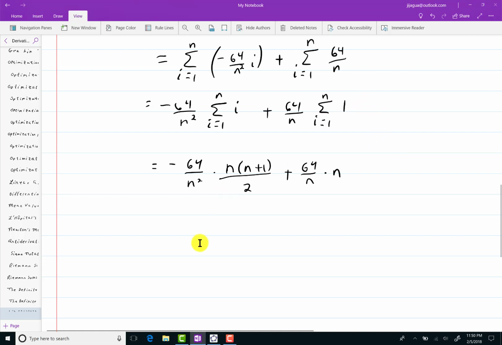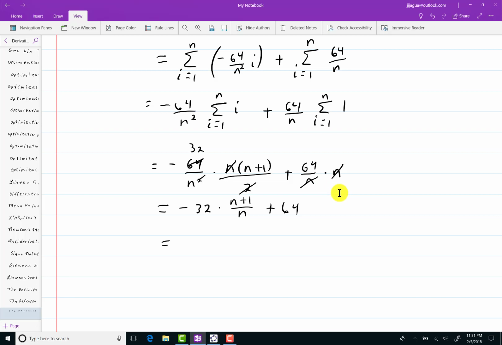Now I'm going to do as much simplifying as I can do. Like for instance, do you see how those n's cancel there? I can cancel this 2 in here and get a 32. I can cancel an n from here, and I'm left with negative 32. Now what I'm going to do is combine these two. I have negative 32 times n plus 1 over n, and then plus 64.